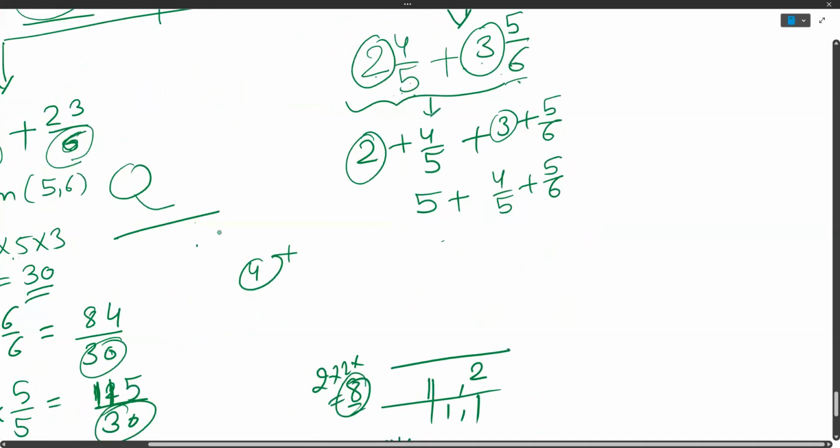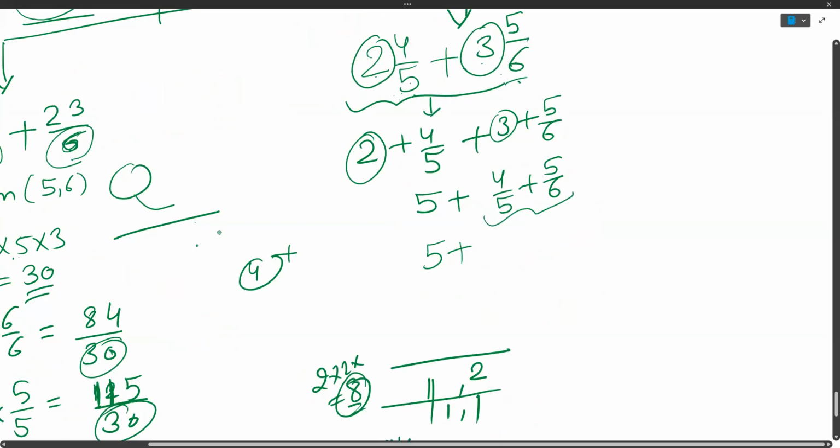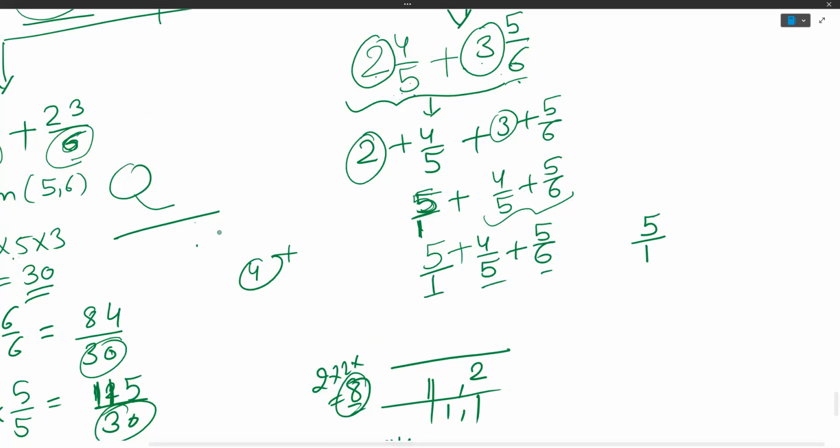Okay, children, so keep the 5 as it is and add these two fractions, or you add all the 3 together. Can you write 5 in the form of a fraction? 5 by 1. If nothing is there, the whole number can be written as a fraction by keeping 1 in the denominator. Okay. So 5 by 1, you are basically adding 5 by 1, 4 by 5 and 5 by 6. So take the LCM of these 3 numbers.